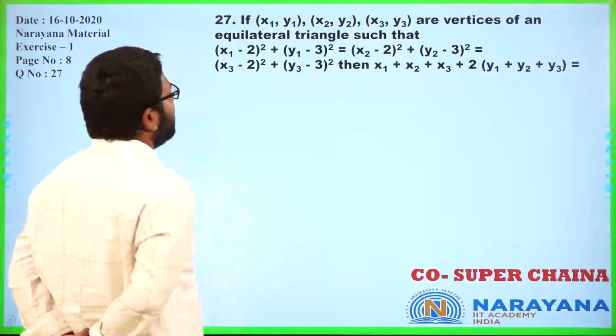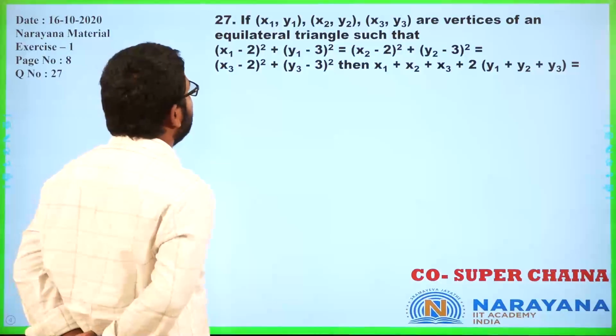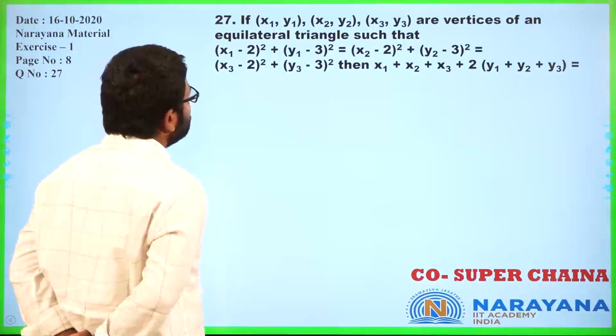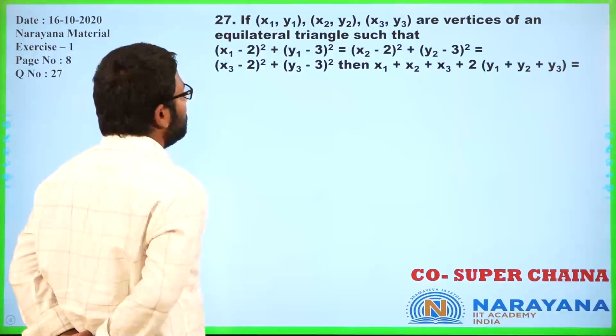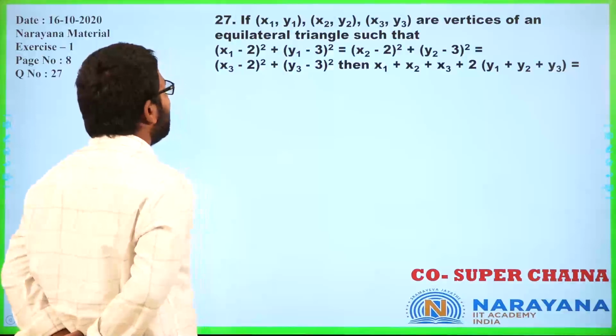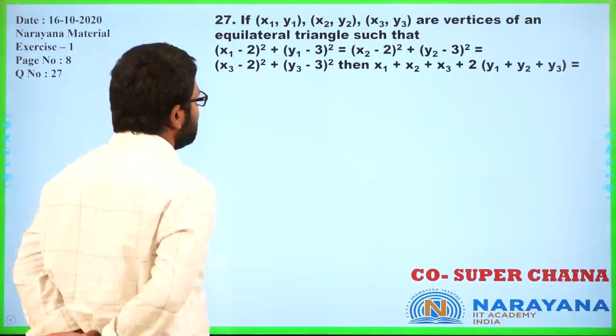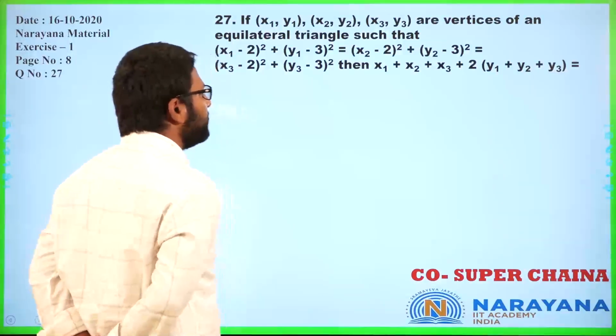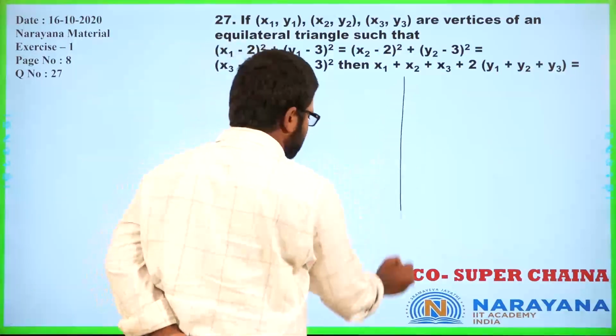If (x1, y1), (x2, y2), (x3, y3) are vertices of an equilateral triangle such that (x1 minus 2) the whole square plus (y1 minus 3) the whole square is equal to (x2 minus 2) the whole square plus (y2 minus 3) the whole square, equal to (x3 minus 2) the whole square plus (y3 minus 3) the whole square, then x1 plus x2 plus x3 plus 2 times (y1 plus y2 plus y3) is equal to what?